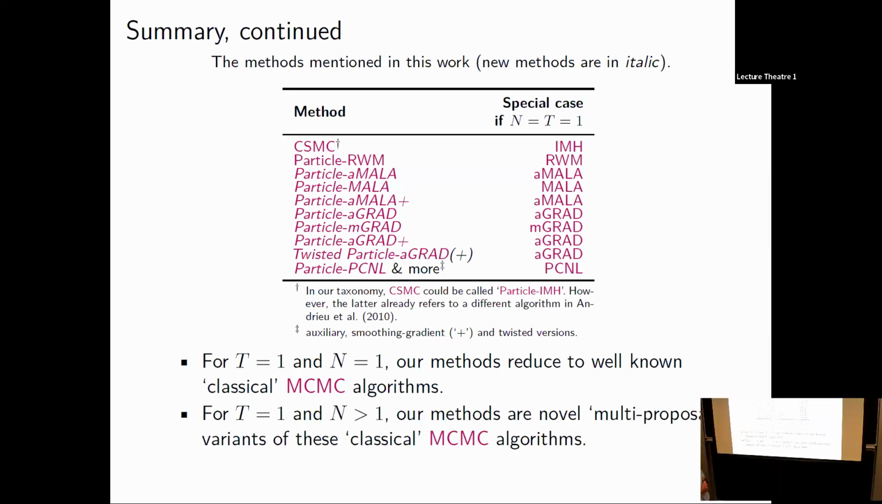And if T is equal to 1, but you take N greater than 1, then our work as a byproduct gives you multi-proposal versions of Mala or of mGRAD or of aGRAD or of any of these, which might be of interest in their own right. So that's it. Thank you.